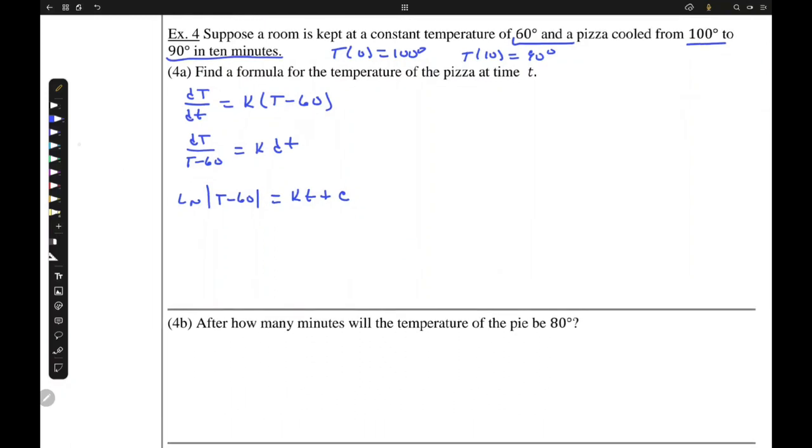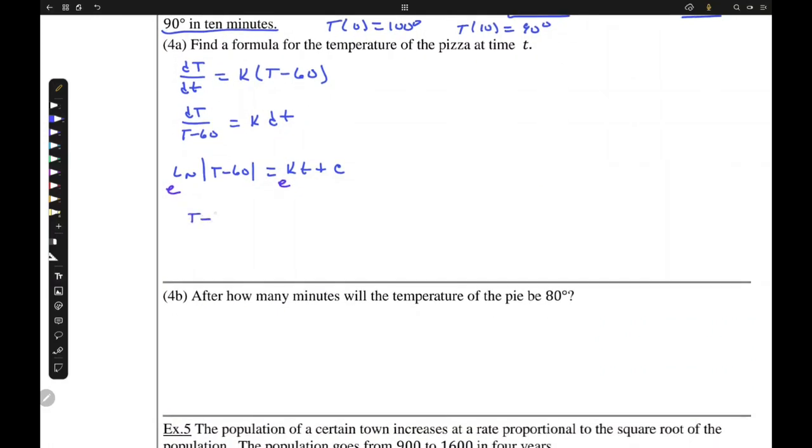And so we need to undo the natural log. We're going to exponentiate both sides by e. Once we do that, we have T minus 60 is equal to, and remember, when we exponentiate this, it is going to become C e to the kt.